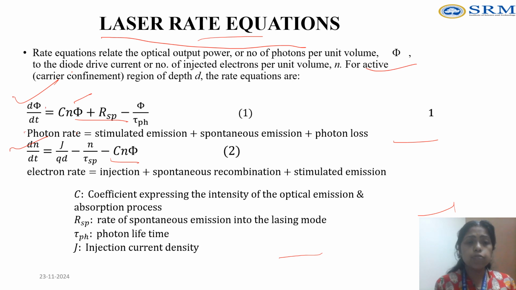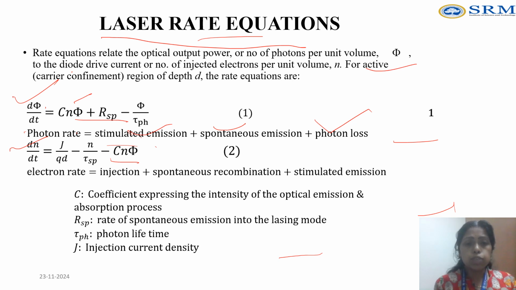So d phi dt is the photon rate, and dN by dt is the electron rate. That is, the number of photons produced over time, and the number of electrons produced over time. How can the photon be produced from the device? Due to the stimulated emission and due to the spontaneous emission, photons can be produced. But if there is reflectivity inside the device, due to the reflection some photons will be lost. So the total number of photons inside the device is the stimulated emission photons, spontaneous emission photons, and the photon loss. These are equivalent to a rate of photons per unit volume, right?